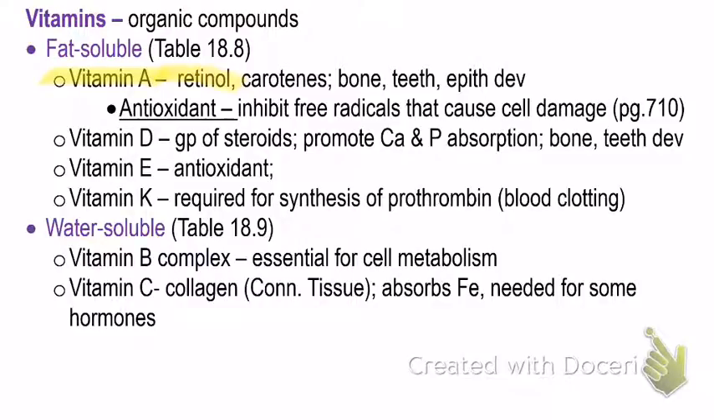I also want to point out vitamin D. So it's going to promote calcium and phosphorus absorption. It's for bone and teeth development. So that's the part you want to know. Bone and teeth development for vitamin D. You can get this from sunshine. Okay, but you definitely want to know for all of the vitamins, I'm going to highlight, you want to know which ones are water soluble and which ones are fat soluble.